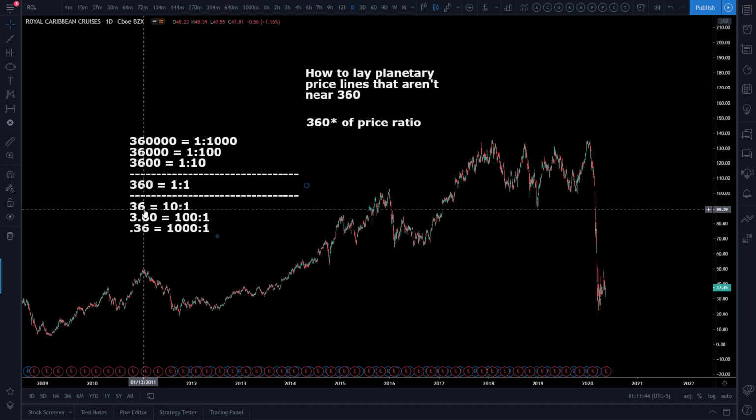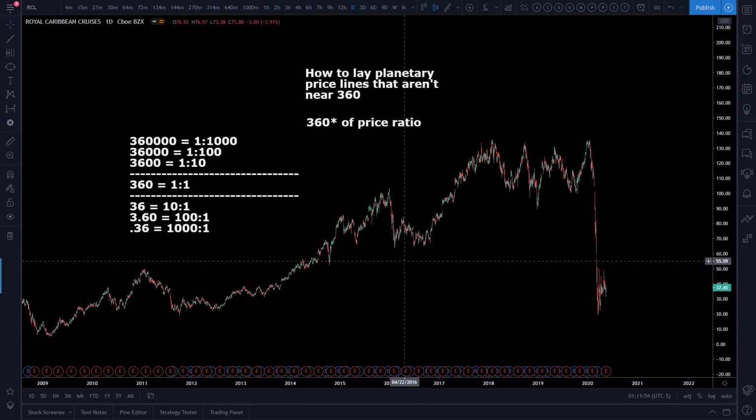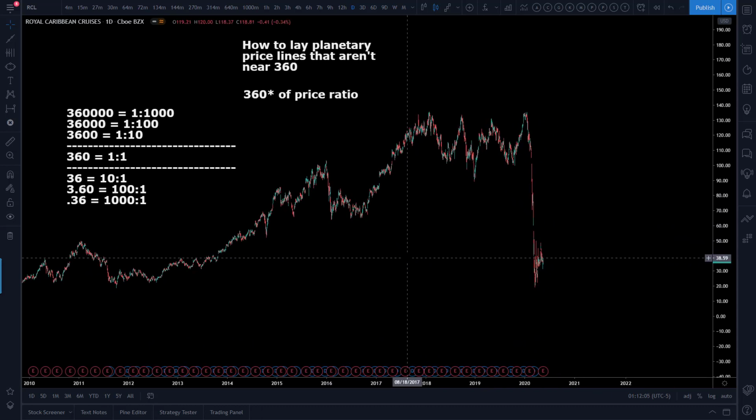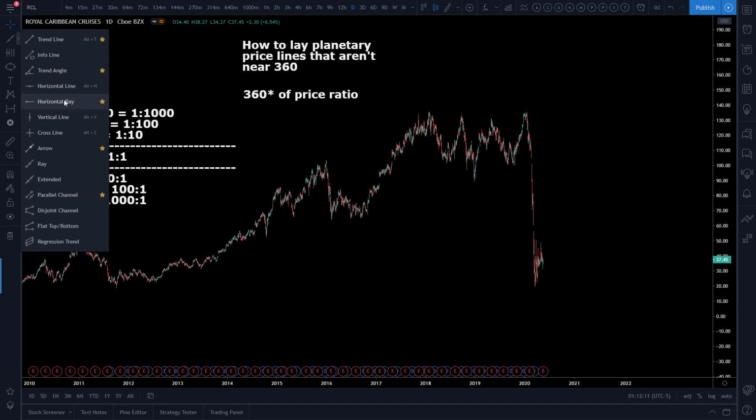So if we had, let's say, Pluto at 333 degrees, it's going to be $33.30 because we had to move the decimal place over. I hope that makes sense. If not, let me know and I'll try to clear that up better. So what does this look like using a ratio instead of the full 360 degrees or 360 degrees to price?